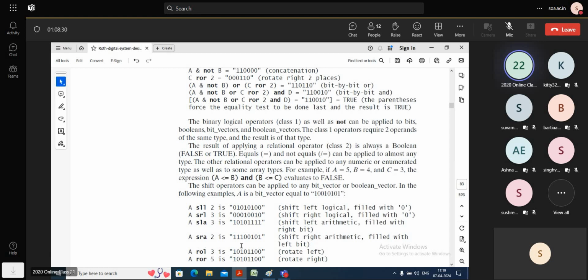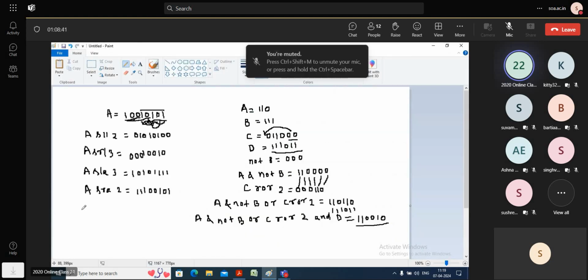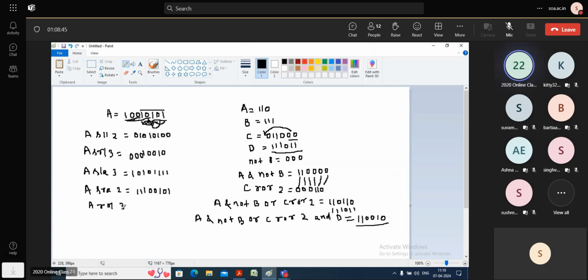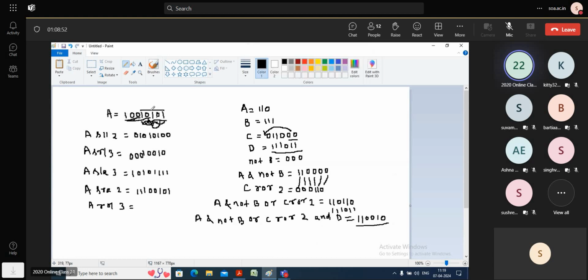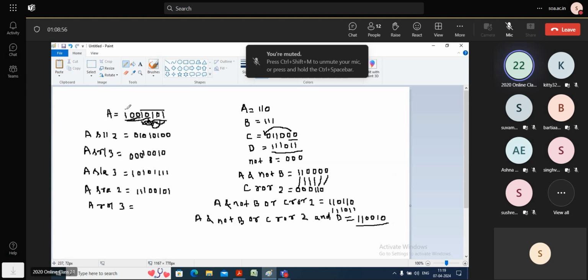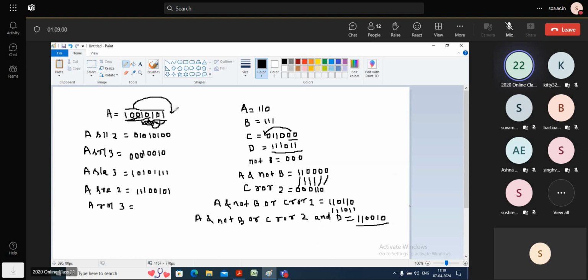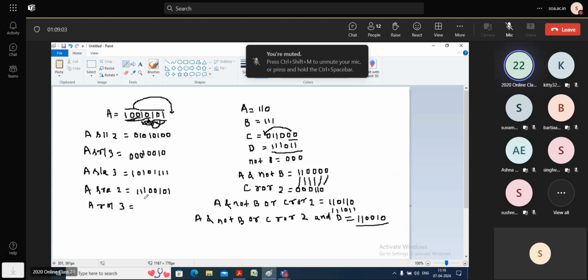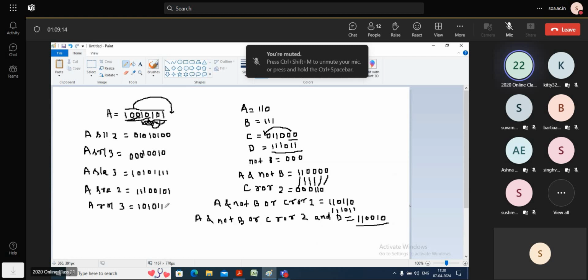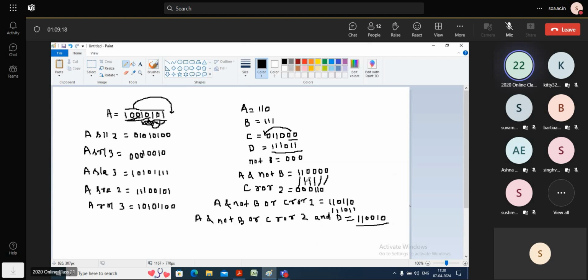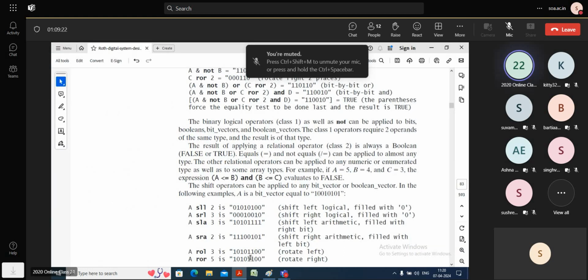Then ROL, that stands for rotate left. So rotate left by 3 positions. It is written as ROL 3. From the left side, this 1 0 0 will be rotated and will come here. So 1 0 1 0 1 is what is remaining, and this 1 0 0 will come next. So 1 0 1 0 1, then 1 0 0.